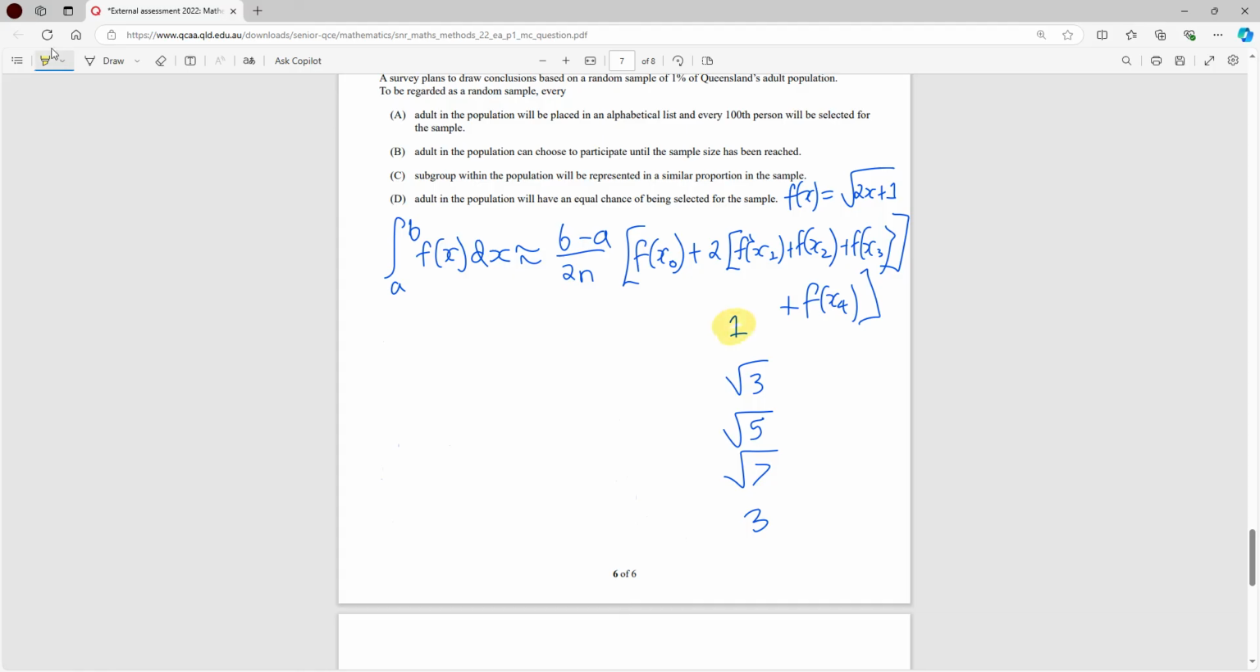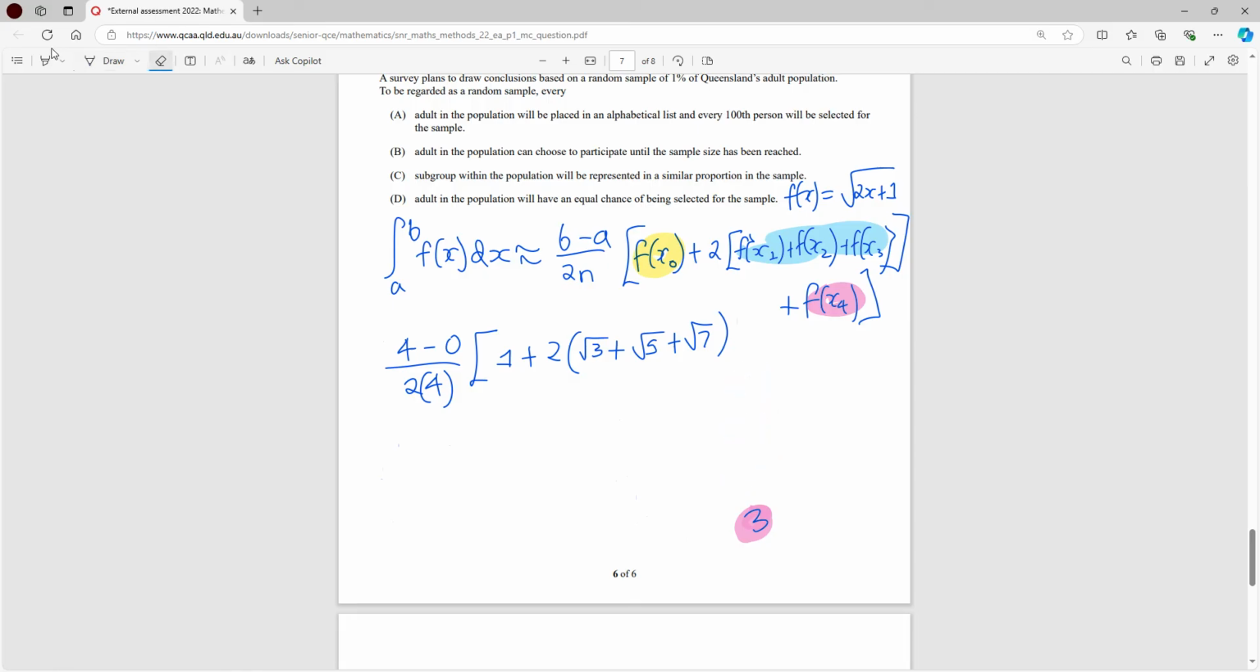Okay? So here, this would go into here. Then all of these guys, so just these three, would go into here. And then this one would go on the outside. Okay? So this is the arithmetic you're working at. So you're going to have 4 minus 0 over 2 times 4, and then you're going to have 1 plus 2, and then you're going to have all these numbers, root 3 plus root 5, I'm going to move that 1 now, plus root 7, and then we'll get rid of these guys. That's all getting times by 2, then you're going to have plus 3, and that's pretty much all you're working out here. So you want to try and simplify this best you can.